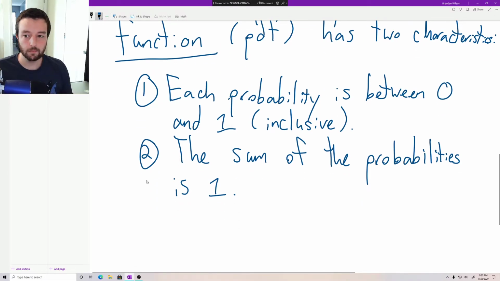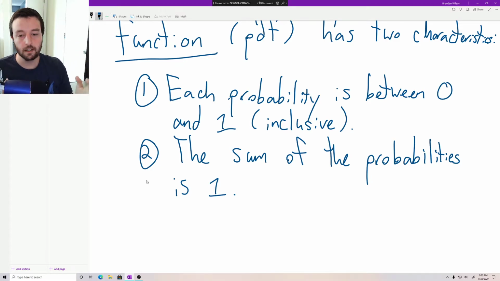This is what makes the PDF so important. If the sum of the probabilities is 1, that means that the PDF is telling you every possible outcome. So the PDF is a function that shows you exactly everything that could happen and what the probability of everything happening is. It shows you all of the possible outcomes and all of their probabilities.